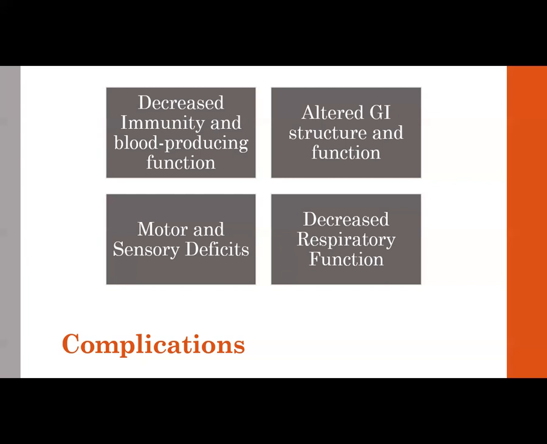Finally, we've got a decreased respiratory function. It disrupts respiratory function and gas exchange. So basically, if you have a tumor in the airway, it can cause obstruction. Lung capacity is decreased and gas exchange is impaired. Tumors can compress blood and lymph vessels in the chest, blocking blood flow through the chest and lungs, causing pulmonary edema and dyspnea.